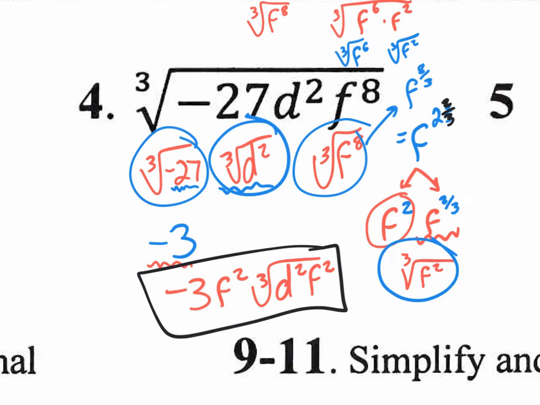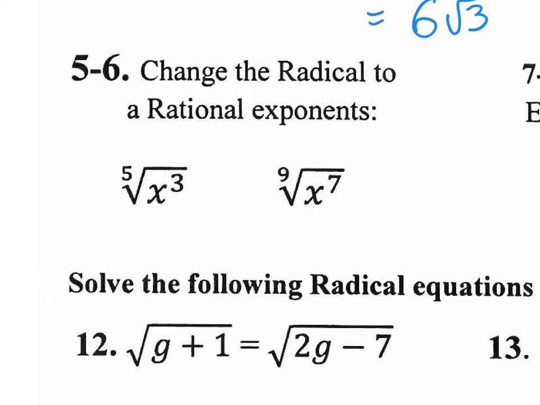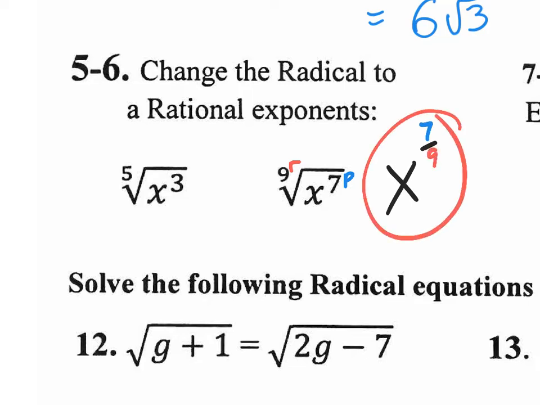Let's jump to number 6. So that would be this one right here, and we want to change the radical to a rational exponent. So instead of the radical 9, the root 9, we're going to have x to the rational exponent power. We're going to have a fraction as an exponent, and it's always going to be power over root. So the power 7 is going to go over the root 9. There's your answer.